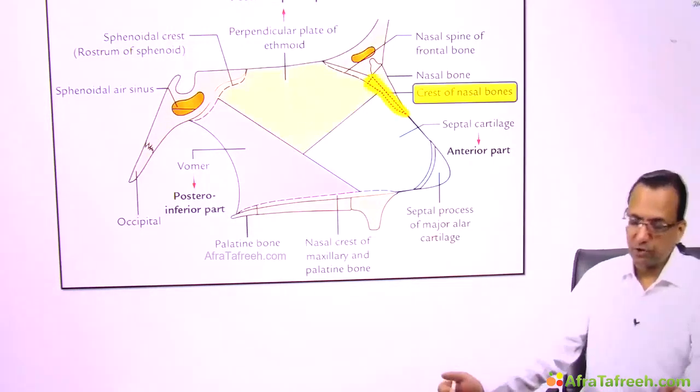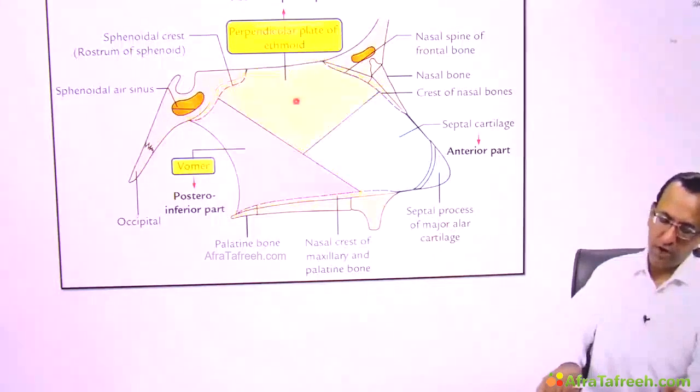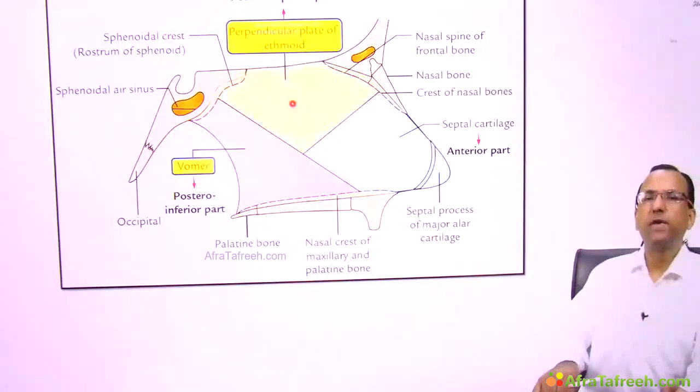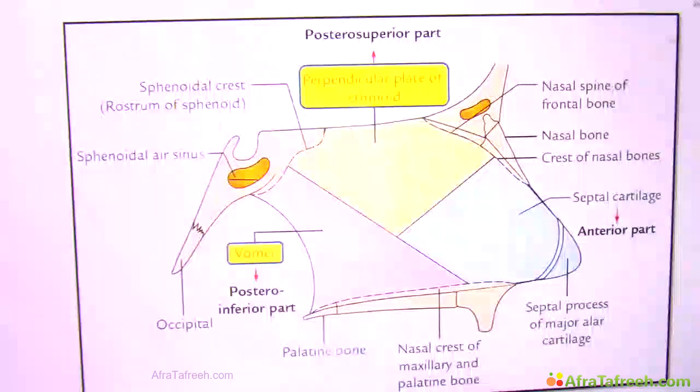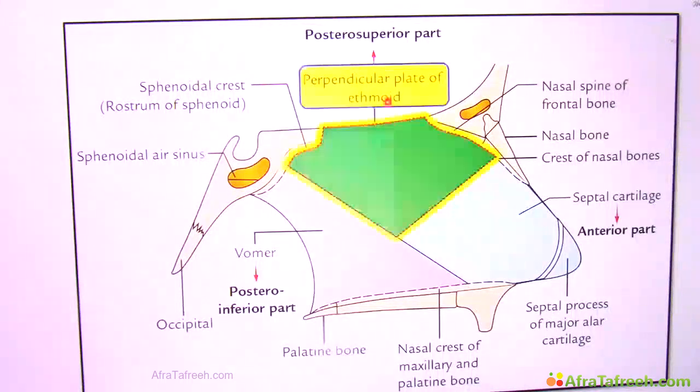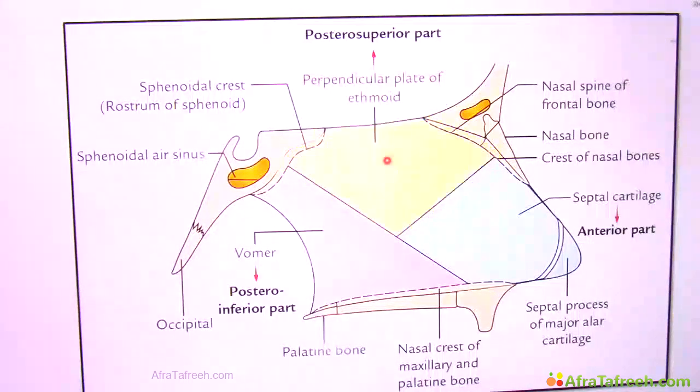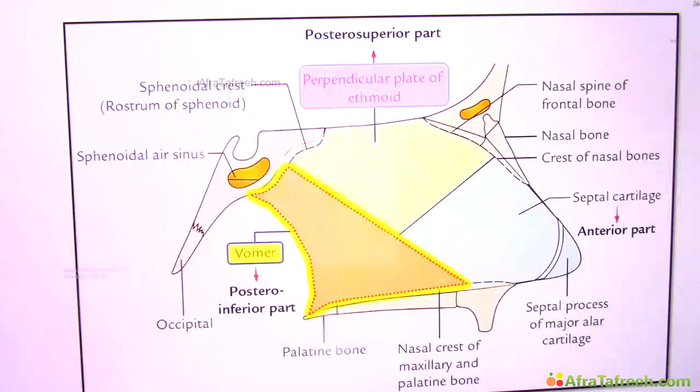I'll tell you, but first you see, these are the 2 major bones contributing to the nasal septum. There is one coming from above and it is called the perpendicular plate of the ethmoid bone, the bone of the nose. And what is coming from below? From below is the vomer. So the vomer is from below and the ethmoid is from above, forming the nasal septum.